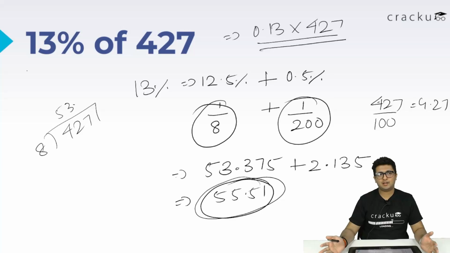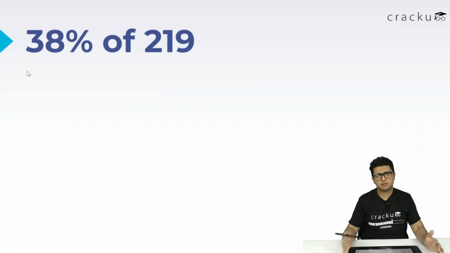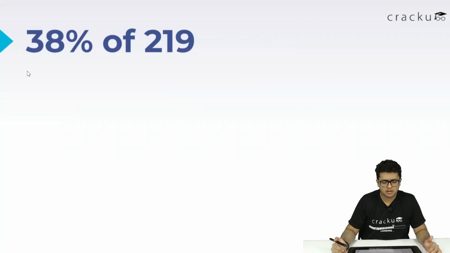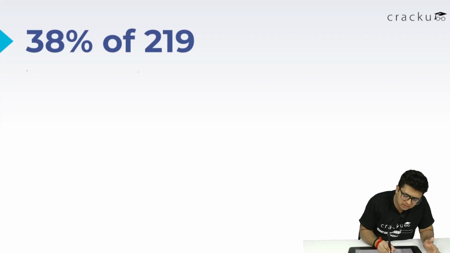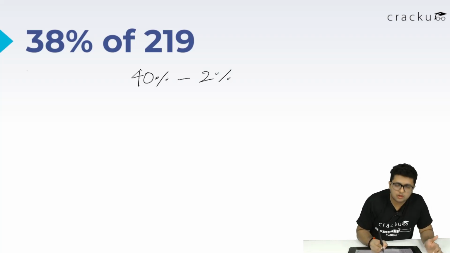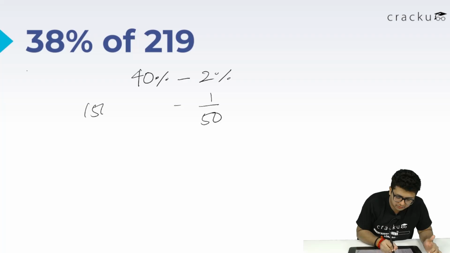Now that we have seen that we have a tool on the Krackow website that you can use, let's finish the rest of the video and understand how things are further done. So let's look at the problem given in front of us, right? We have 38% of 219. Now, as I explained earlier, I can write 38% as 40% minus 2%. 2% is the easiest thing to calculate because it's nothing but 1 by 50, right? And 40% I can write as 50% minus 10%.